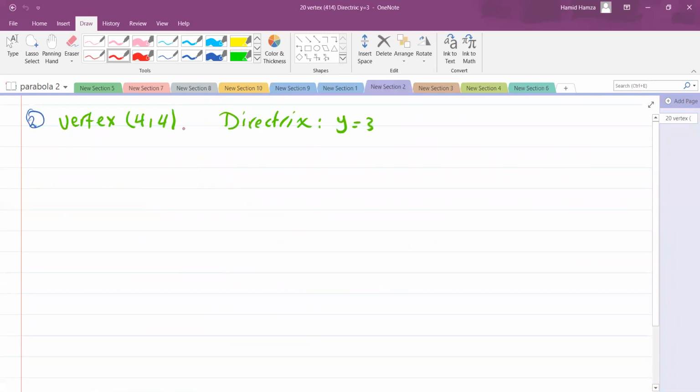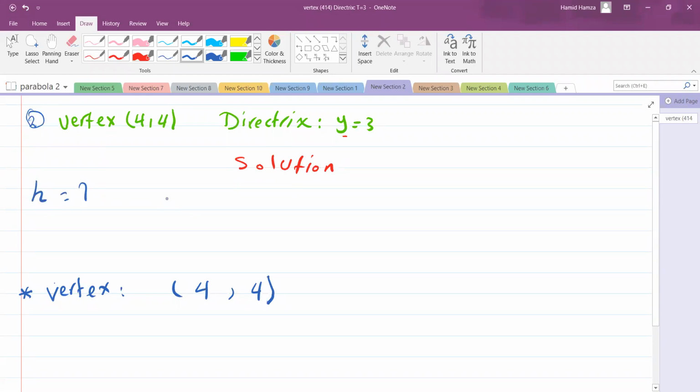Let's take another example. The vertex is (4, 4) and the directrix is y equals 3. Solution. So as I mentioned, the vertex is (4, 4). We need to find the value of h, the value of k, and the value of b. I look for these three parts.